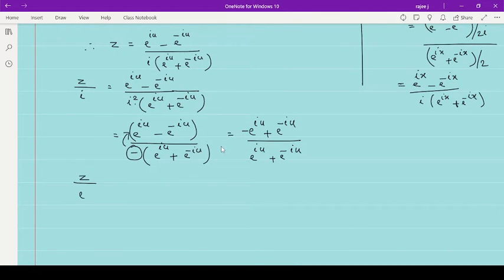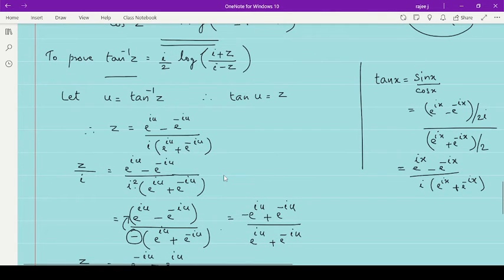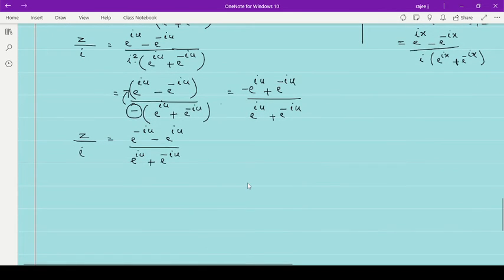So z by i is equal to e raised to minus iu, I'll write this positive first, minus e raised to iu, divided by e raised to iu plus e raised to minus iu. Now in the answer we don't have any u, e or anything. We have only i and z. So we need to remove all these things, e and all.